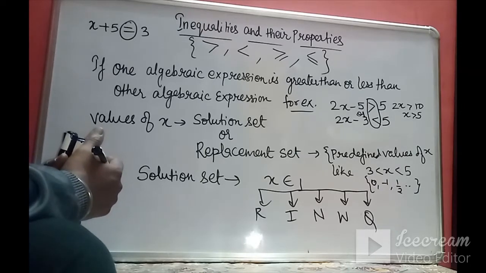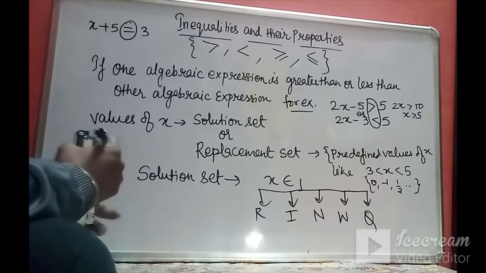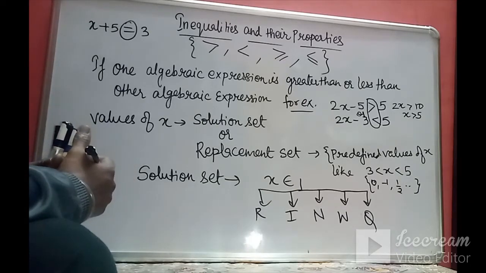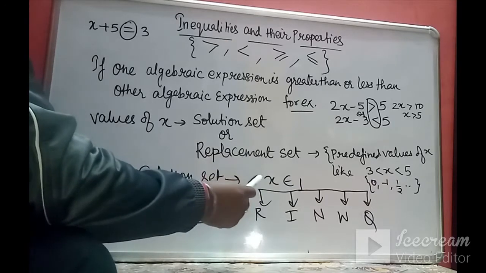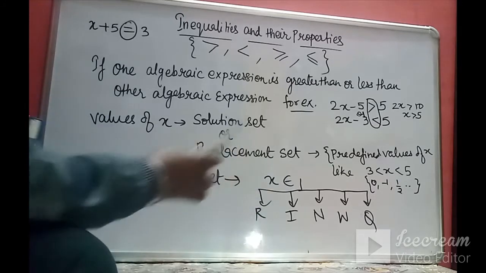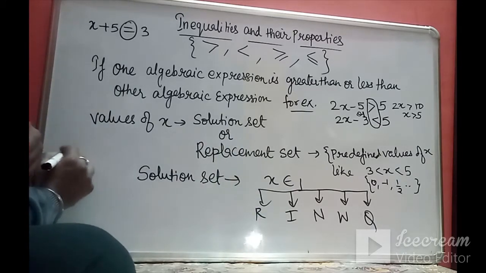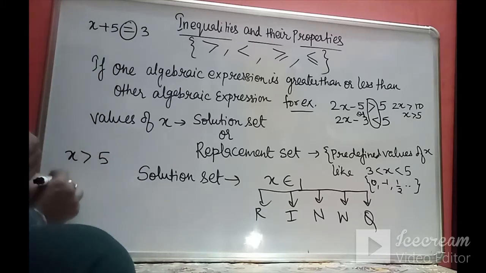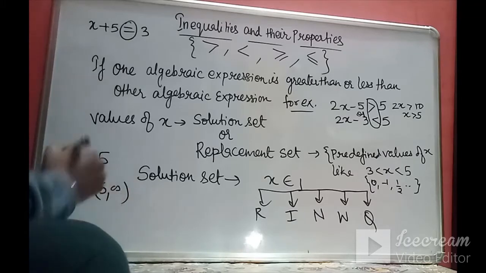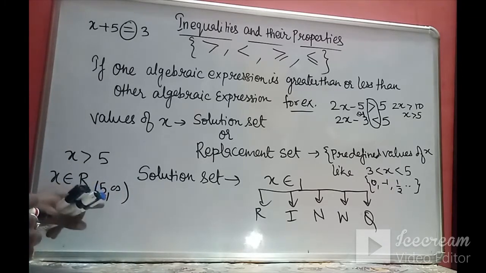The set can be in roster form, description form, or set builder form. Whereas in case of the solution set, you will have these types of values, like if it is given x belongs to real numbers. Suppose I get x greater than 5 and this is my solution, x belongs to real numbers. So all the values greater than 5 will be my solution, that is from 5 till infinity.